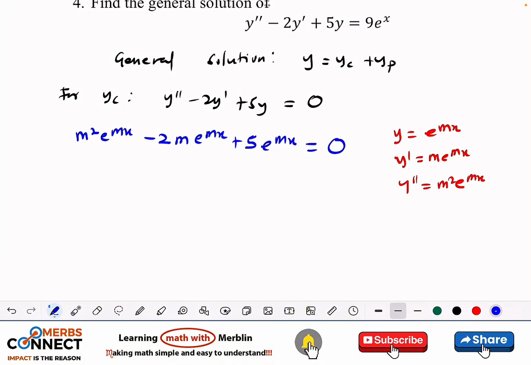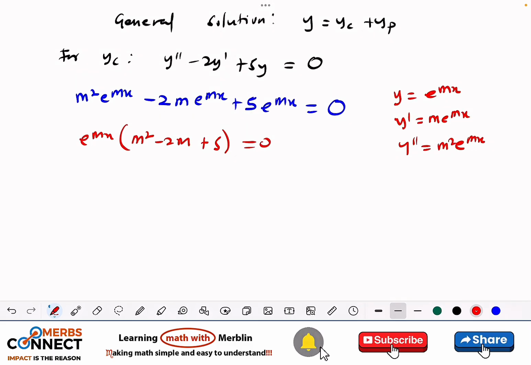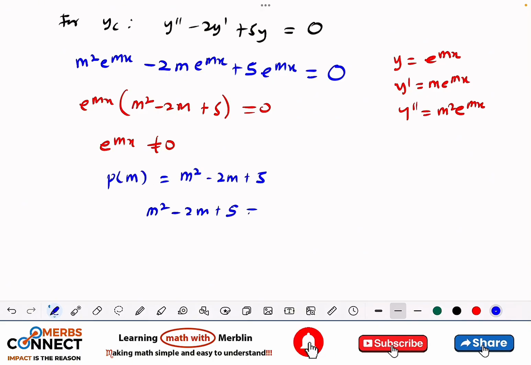Good. So you know that this one, we need to factor this out. So m squared minus 2m plus 5 is equal to 0. Good. And then what do we need to do again? We assume that this guy is never 0. And then now we pick our characteristic polynomial, which is m squared minus 2m plus 5. Now for the characteristic roots, this should be equal to 0.